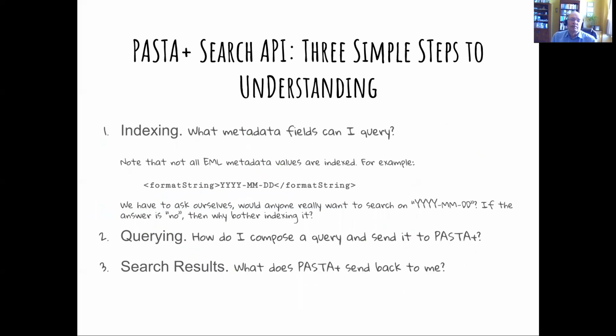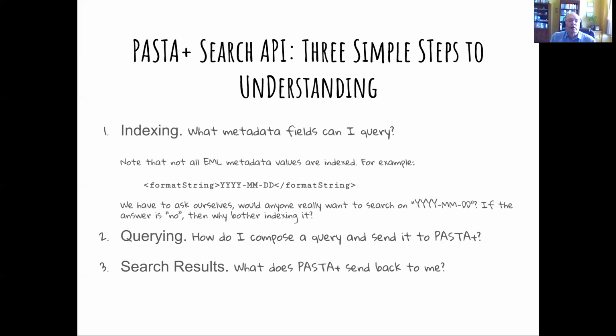To understand the Pasta Plus Search API, I think it helps to break it down into 3 steps. First, we need to know what metadata fields are searchable in Pasta Plus, because we can't begin to construct good queries unless we know the names of the things that are queryable. Second, we'll need to know how to compose a query and send it to Pasta Plus. And third, we'll need to know what we're getting back as search results from Pasta Plus and how to interpret it.